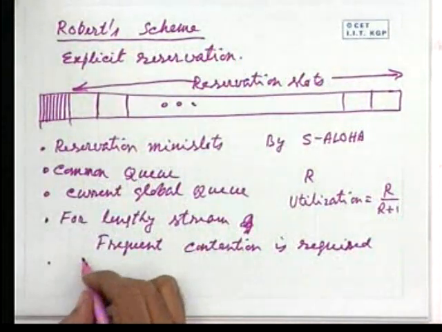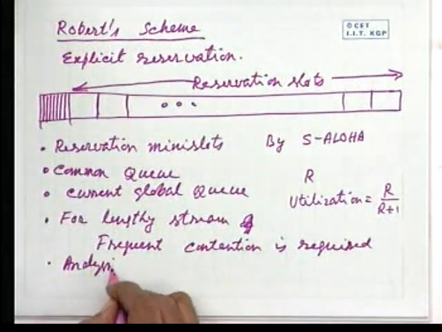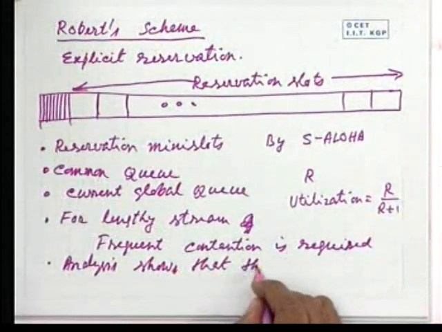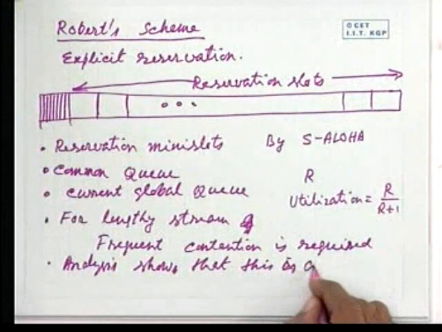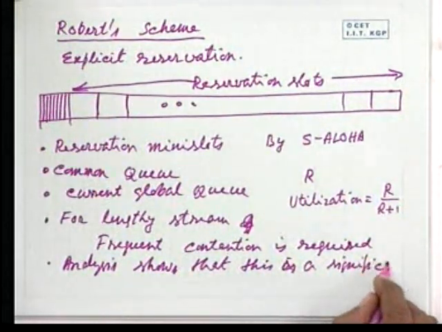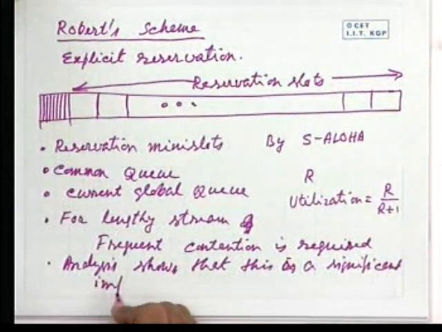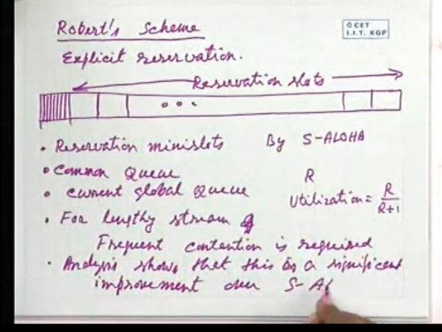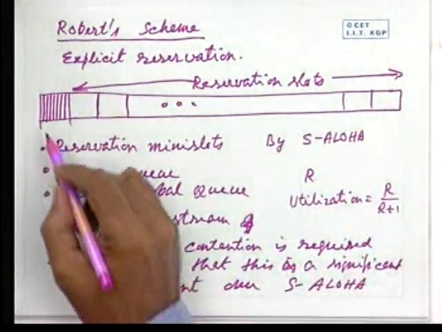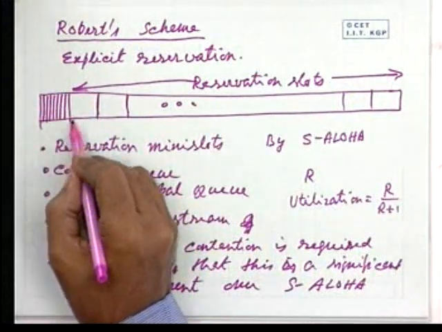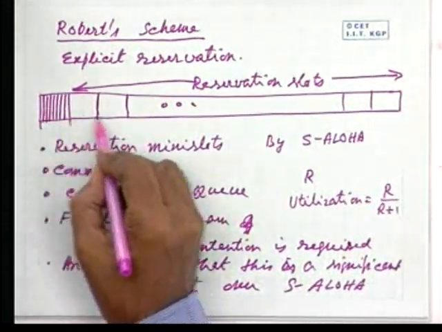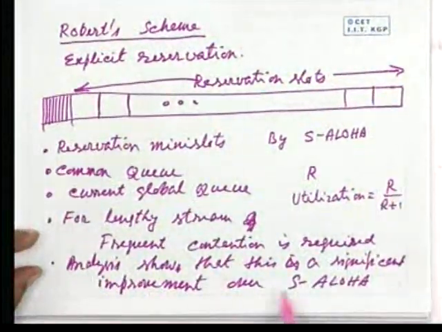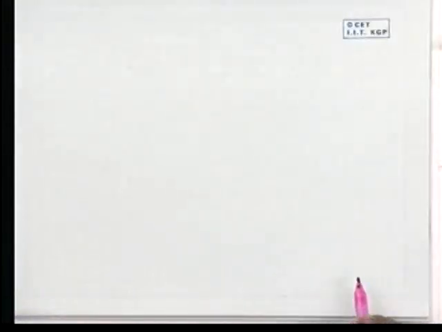An analysis shows that this is a significant improvement over S-Aloha. Here, by using S-Aloha, you are performing reservation in the mini slots, then you are sending data in the mini slots, and by that you are able to improve the throughput significantly.